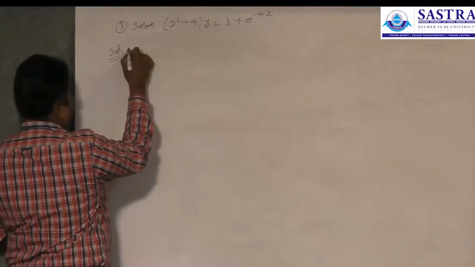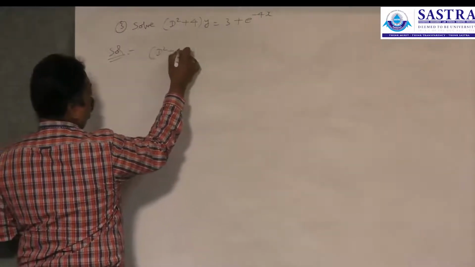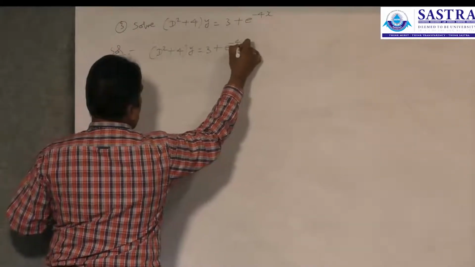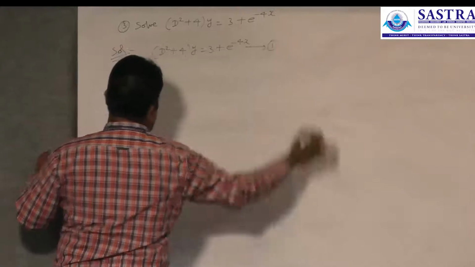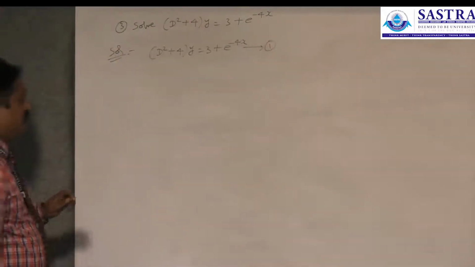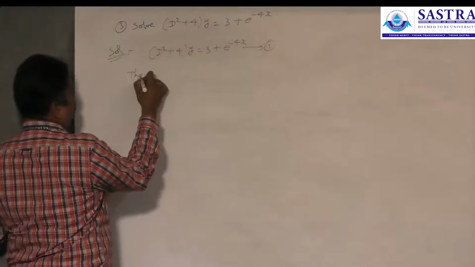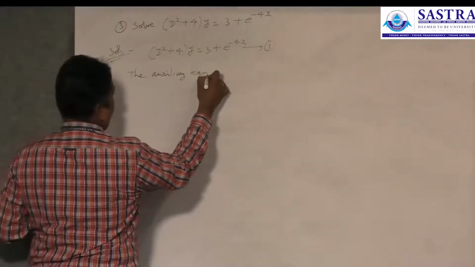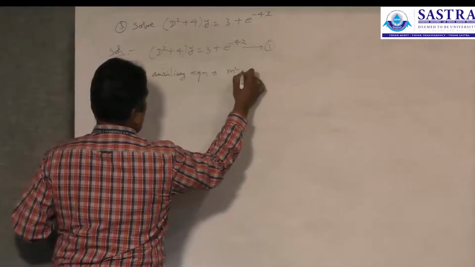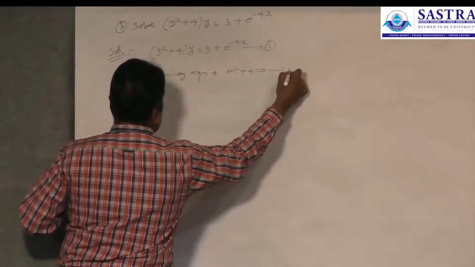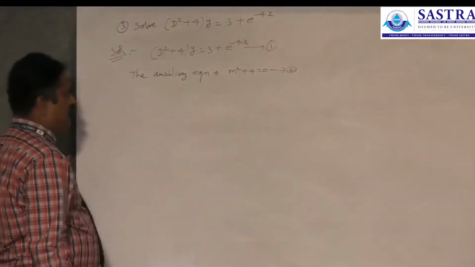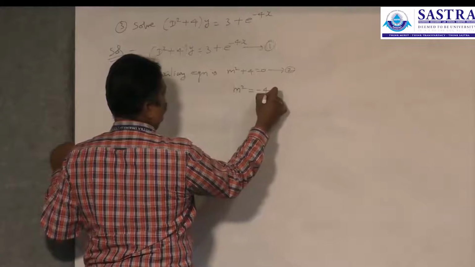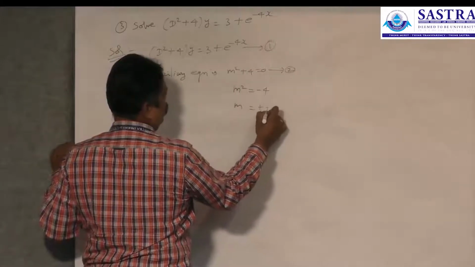Write down the given equation. D square plus 4 whole thing into y is equal to 3 plus e to the power minus 4x. Let it be equation number 1. The auxiliary equation is m square plus 4 is equal to 0. On solving this auxiliary equation, we get m square is equal to minus 4, m is equal to plus or minus 2i.